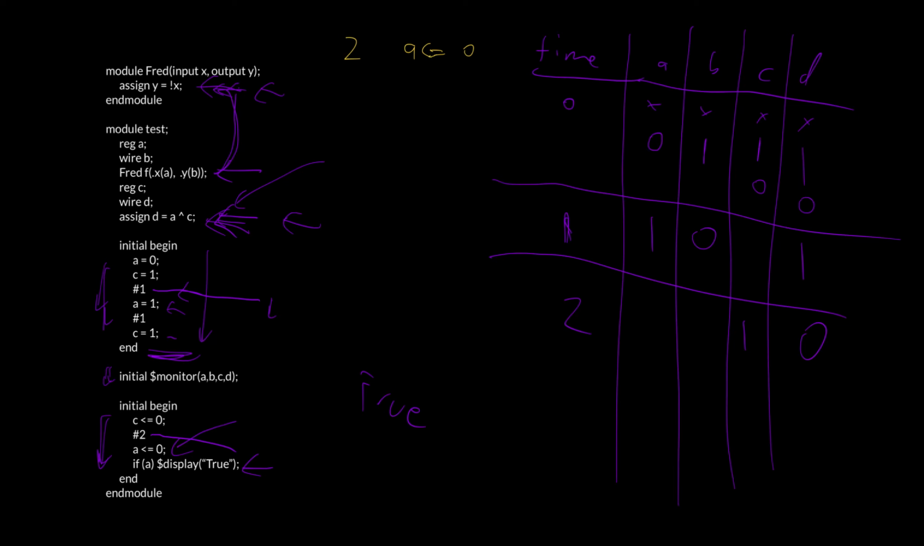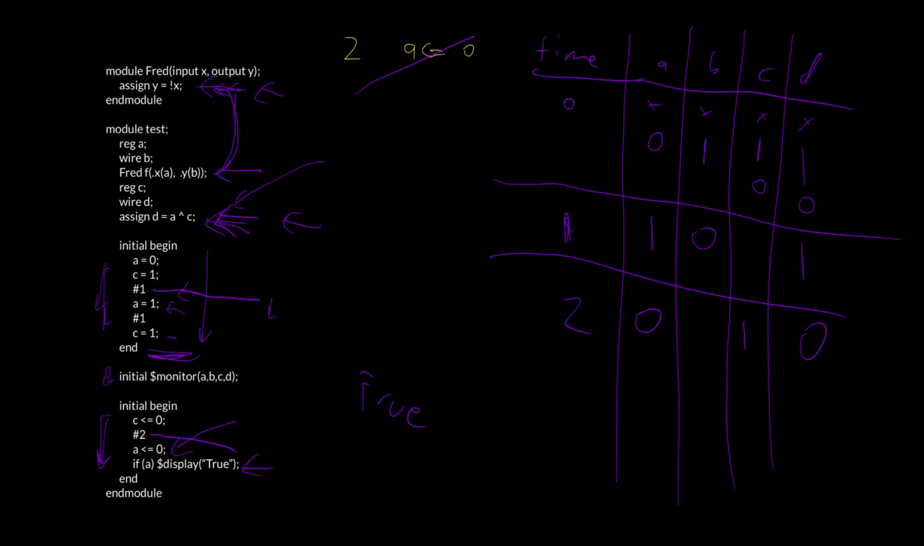There's nothing pending here. There's nothing pending here. So there's no more active events. No inactive events because we don't have a #0 anywhere. But we do have a non-blocking event here that we can now take care of because there's nothing else left to do at simulation time 2. So this non-blocking event says we have to assign A the value of 0. So cross that off, set A equal to 0.